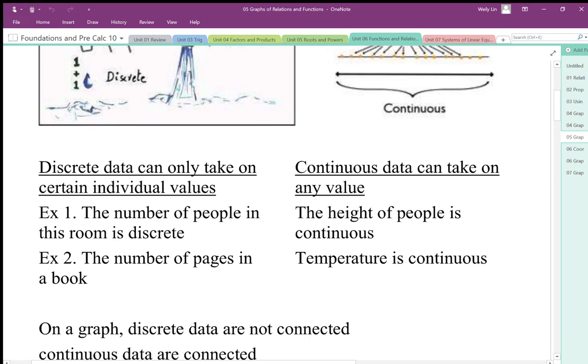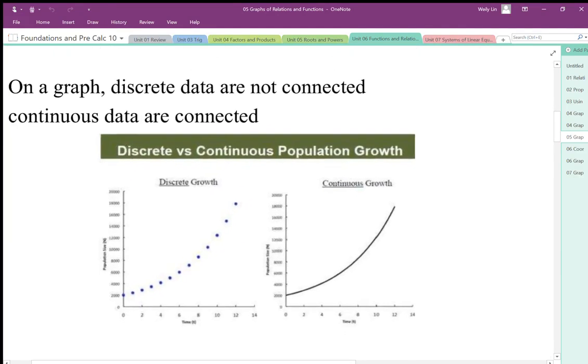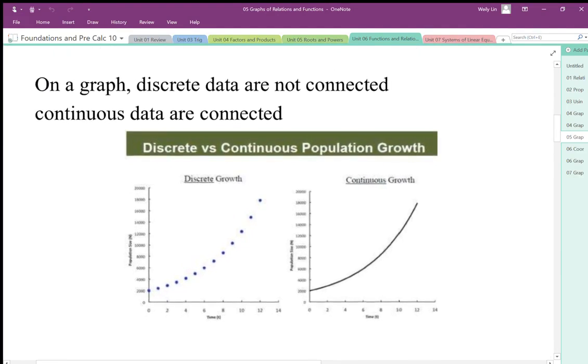Continuous variables are things that we can measure, things like heights. A person can be 51.380 inches tall. Temperature is continuous as well. We could have a temperature of 17.8 degrees Celsius, and we can have 17.814 degrees Celsius.